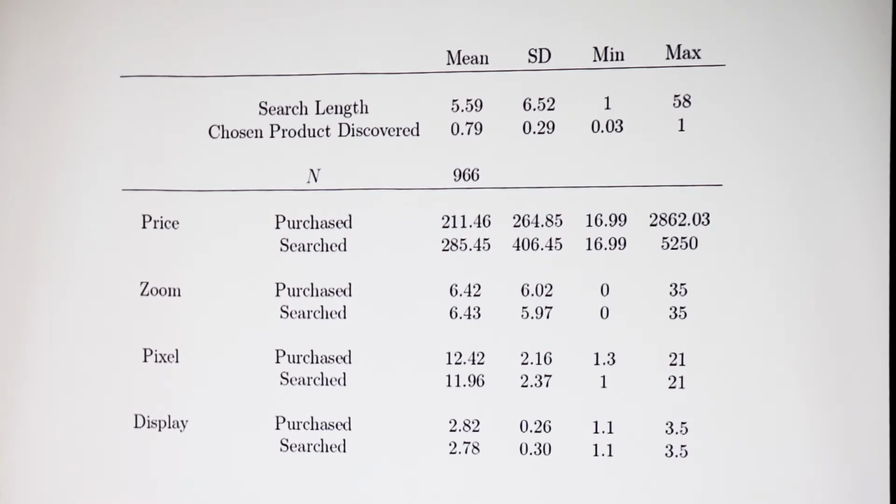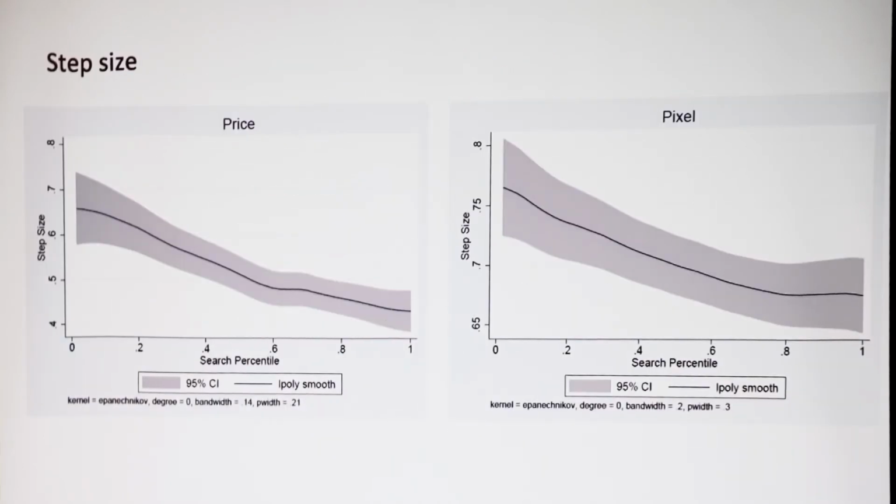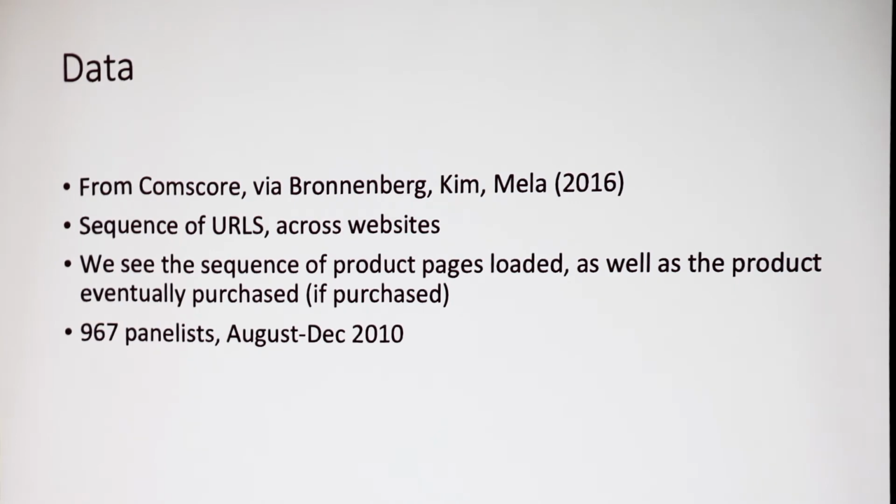The search length turns out to be on average about 6 clicks. So 5.6 clicks. So people do actually do a fair amount of search in this example. And what Bronnenberg, Kim, and Mela have shown in their work is that there's this kind of swirling in towards the final product. So people start far away from the product they're going to eventually buy, and then they get tighter and tighter and closer to it. And so they entitled their paper "Zooming in," which was a clever title.